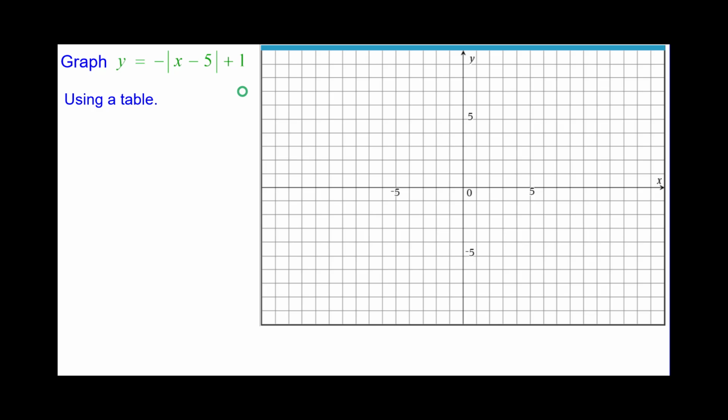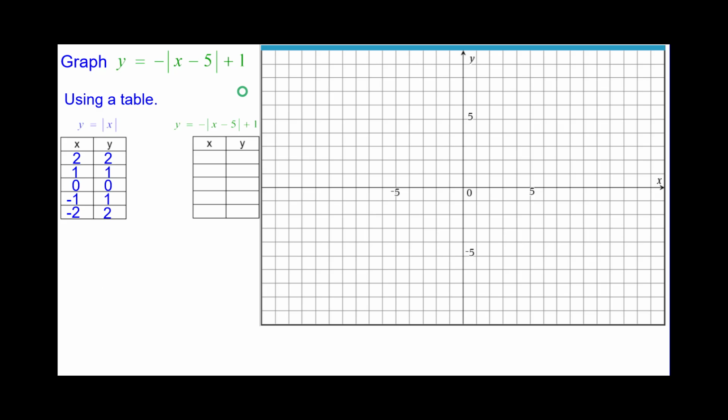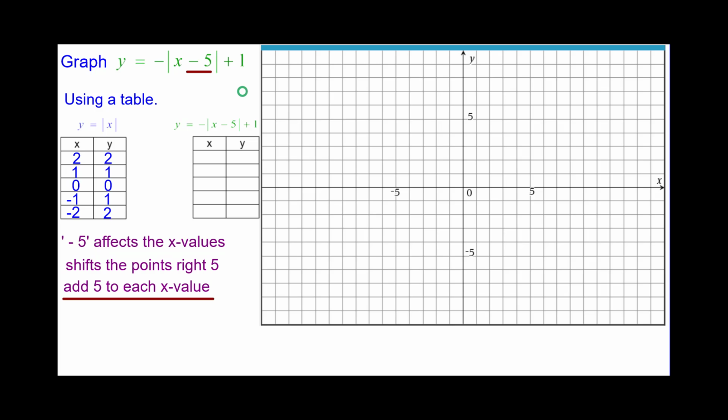Second way is using a table. These are our 5 points we usually plot for the absolute value. So let's consider the parameters. The minus 5 affects the x values inside the function. It shifts the points to the right 5, and that means we have to add 5 to get them to the right 5 units. So add 5 to each x value. We'll do that first.